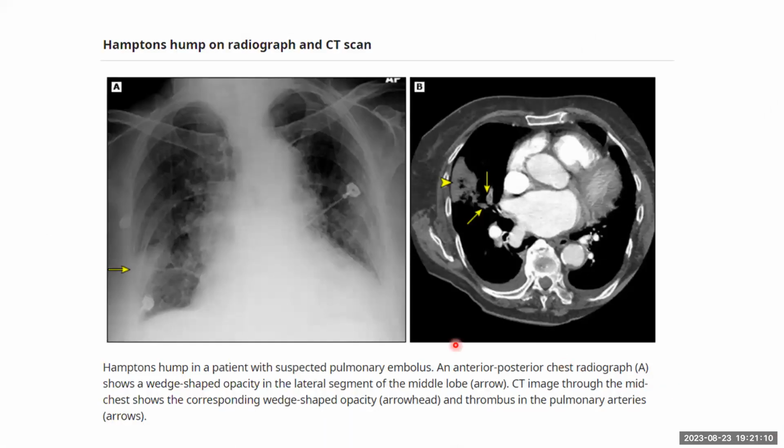Now, this is known as Hampton's hump in a patient with suspected pulmonary embolism, and it shows again a wedge-shaped opacity in the lateral segment of the middle lobe. And here again, you have the corresponding CT showing the pulmonary emboli, and this is the wedge-shaped infarct.